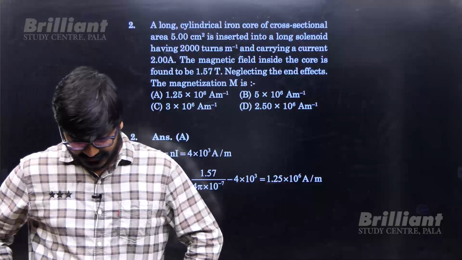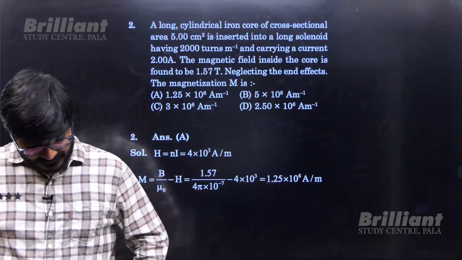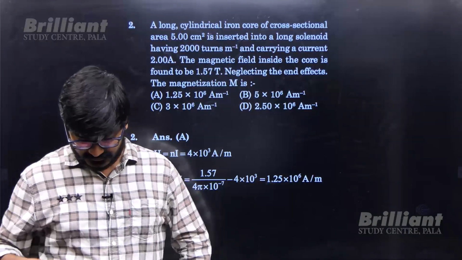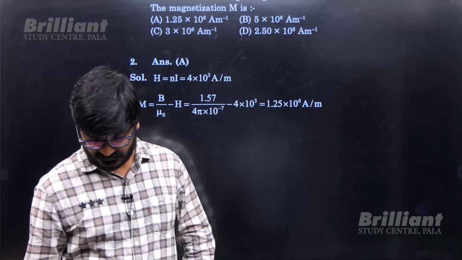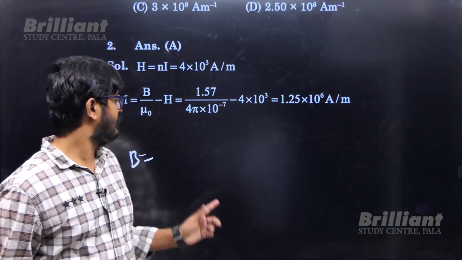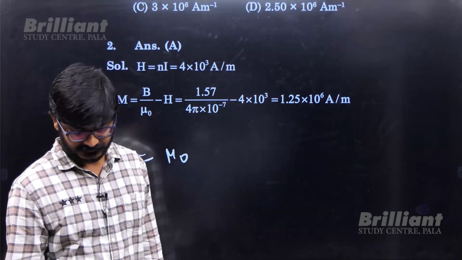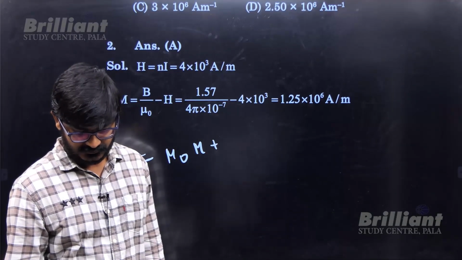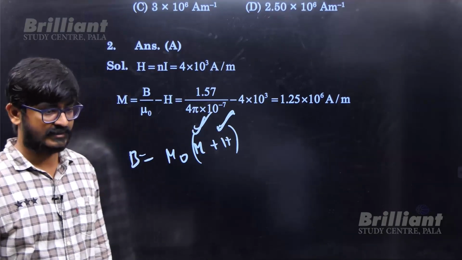A long cylindrical iron core of given cross section is inserted into a long solenoid carrying current. The magnetic field inside the core is found to be given, so you need to find the magnetization. This solution also I forgot to put here. You must know the magnetic field is the resultant of the applied magnetic field plus the magnetized magnetic field, right?